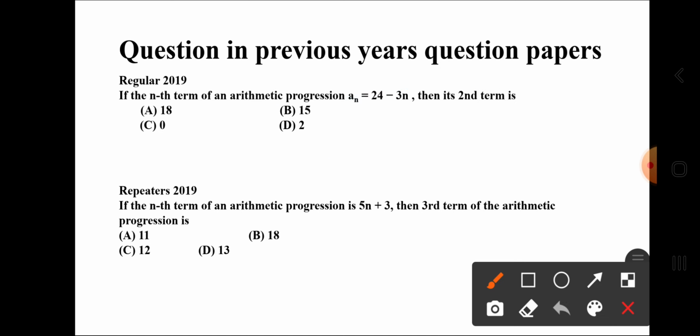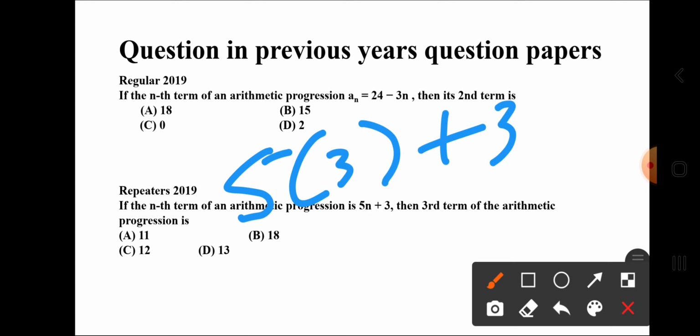So in place of n, just fill in 3. 5 into 3 plus 3, 15 plus 3, that is 18. So your answer is B, that is 18.